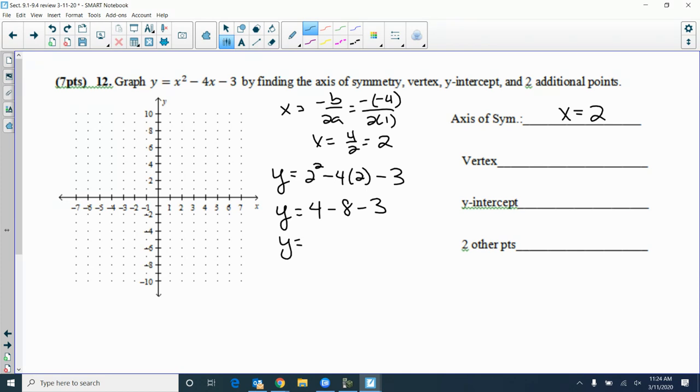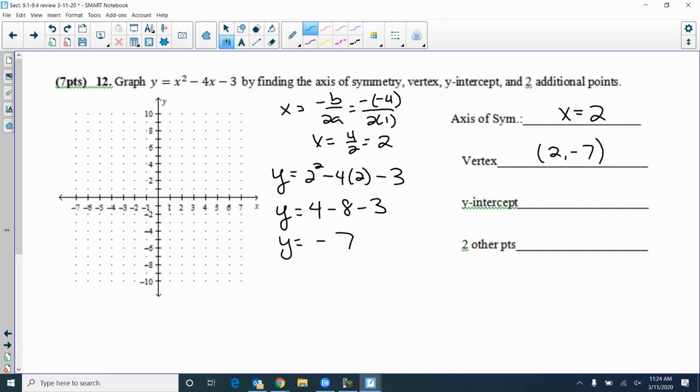What'd you say? -1? I got -7. You got what? It's -7. I would at least use your calculator to check yourself. I got -7. Leighton, what do I put under vertex right here? 2, -7. You put the point (2, -7).